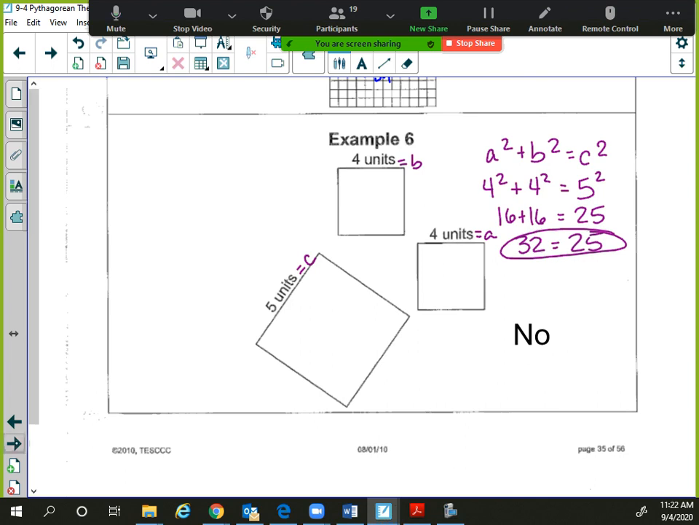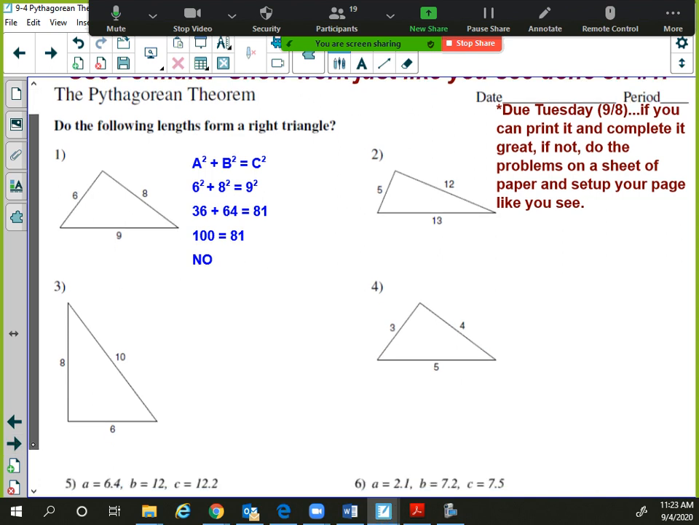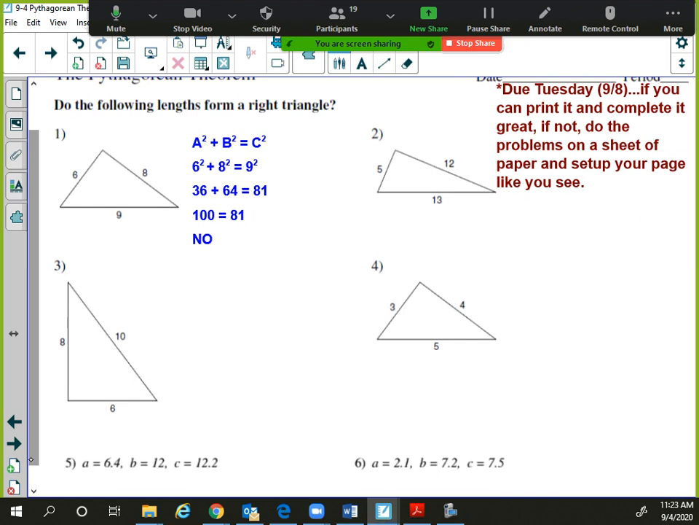All right, so here's your homework, and I actually already did one of them for you because I want you to understand what I mean by showing your work. You're going to use your formula, aka Pythagorean theorem, to show your work just like you see done on number 1. This is due Tuesday, the 8th. If you can print it and complete it, great. If not, do the problems on a sheet of paper and set up your page like you see. It's really just 6 questions, now 5, since I did number 1 for you.